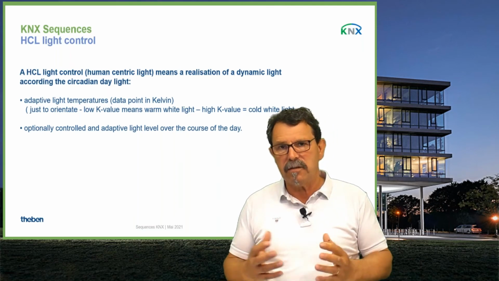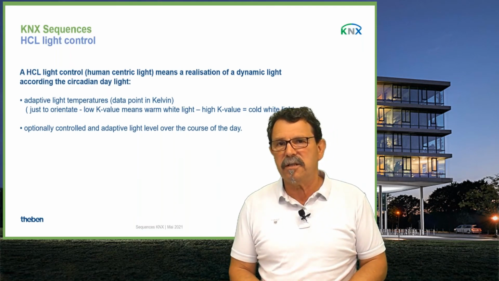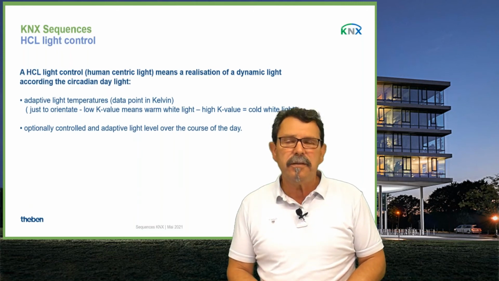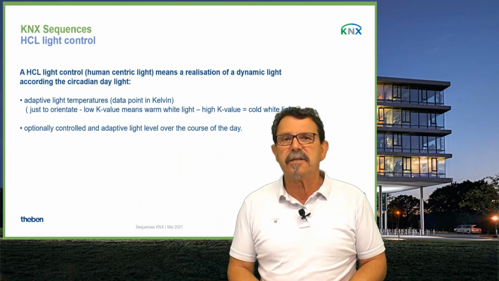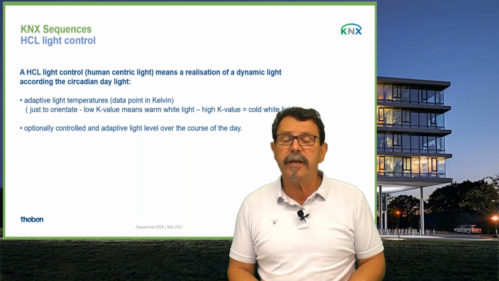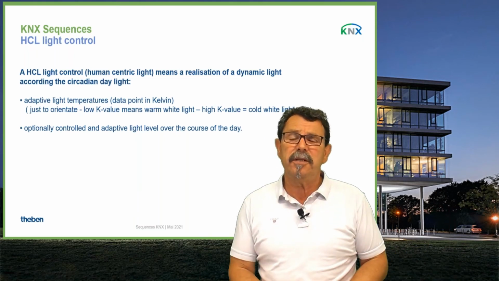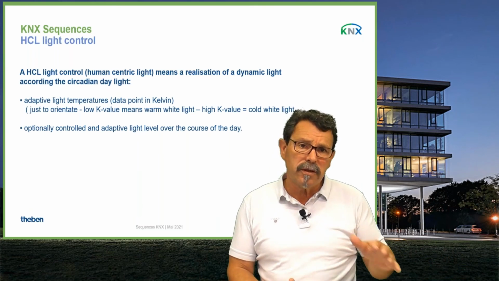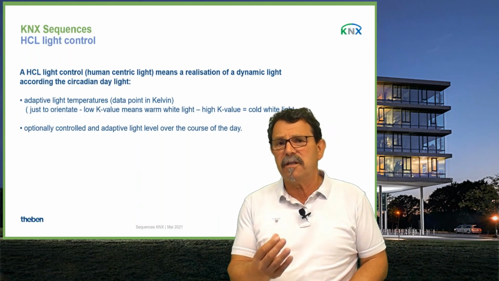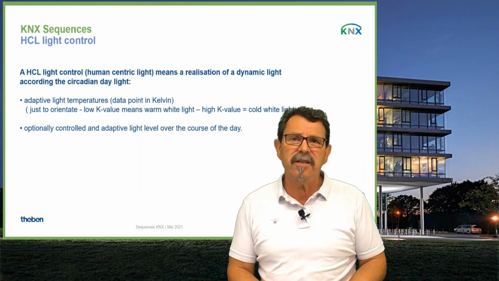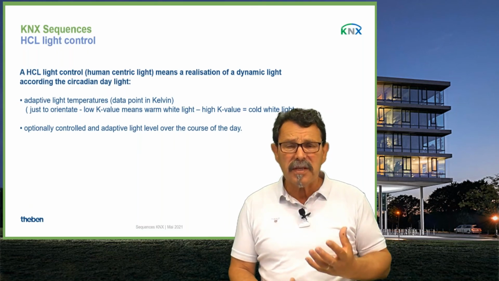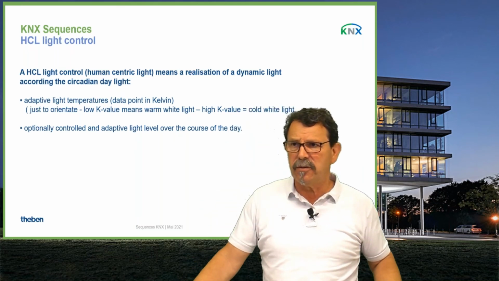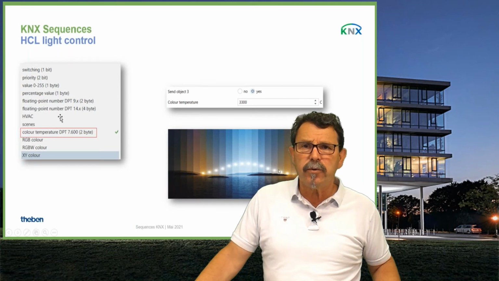So talking in values, in Kelvin: with 2500 Kelvin we have a really warm, nice light at the beginning, early morning. And we have as well in the evening and in the afternoon more of this red color type, with a low K value. In the noontime, around 12 o'clock, we have around 6,000, 8,000 K, a cold, icy white light color. And why do we use this?